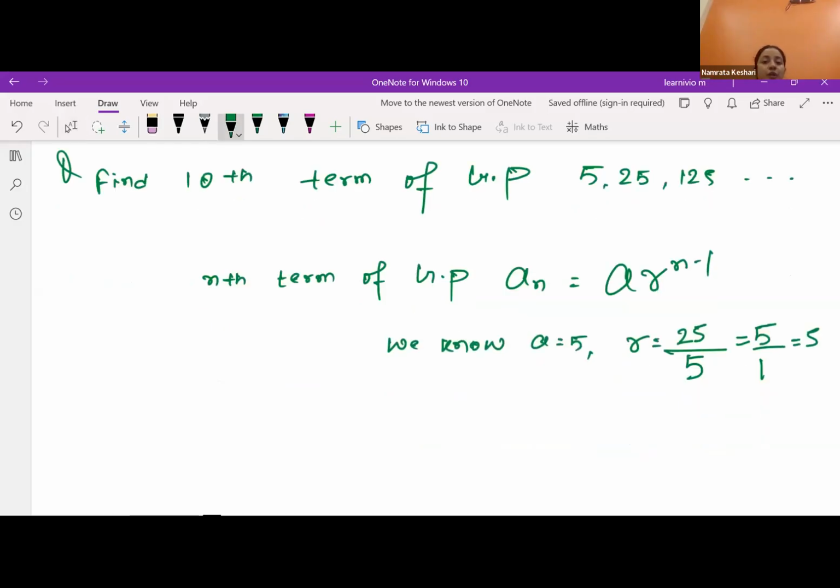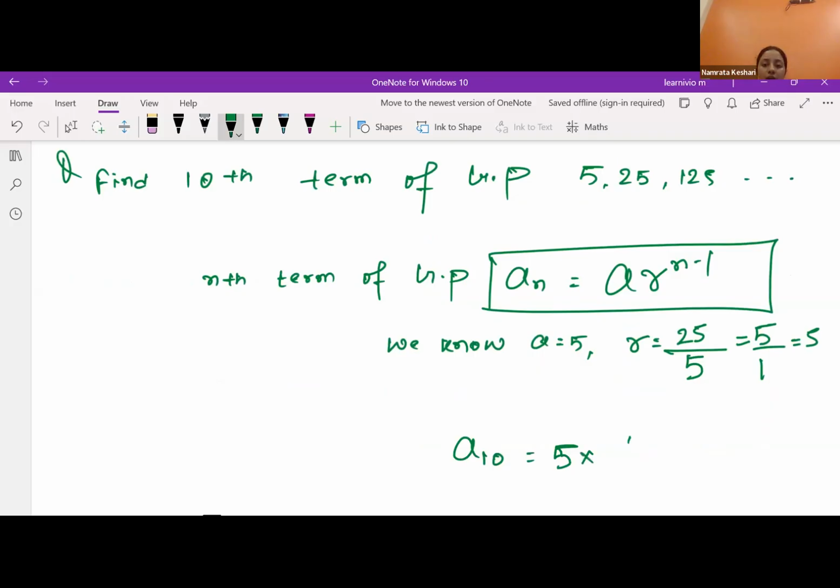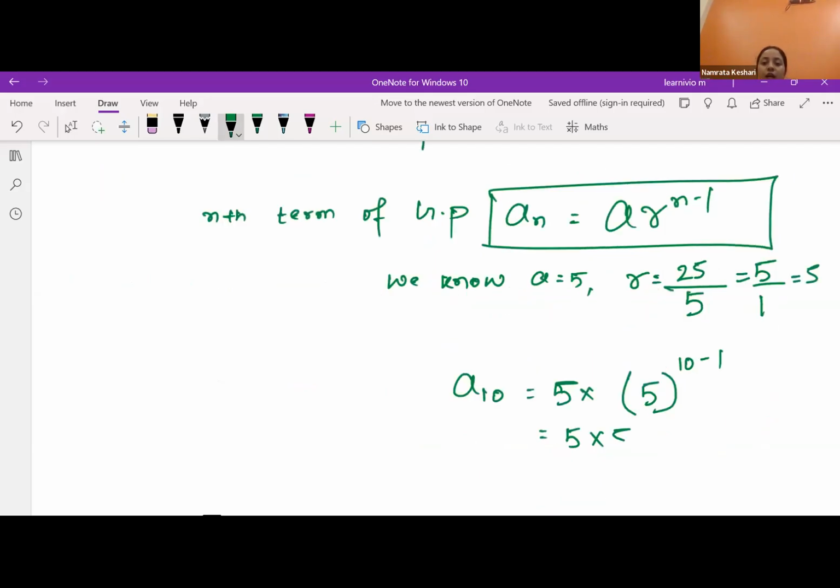We will be using the formula of nth term of GP. That means the 10th term will be a, which is 5, into r, r is also 5, to the power n minus 1, that means 10 minus 1. Which will be 5 into 5 to the power 9. Now you can use the law of exponents, which says that when multiplication is there and the bases are the same, you have to add the powers. That means you will have 5 to the power 1 plus 9, that means 5 to the power 10.